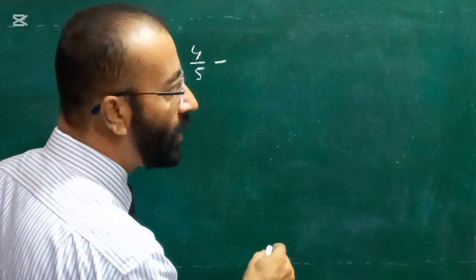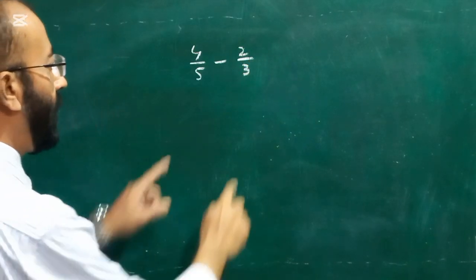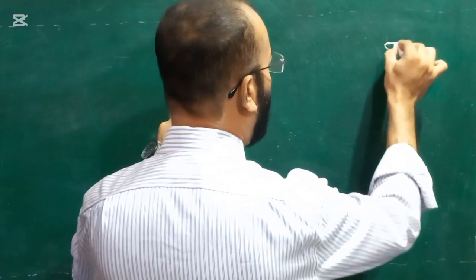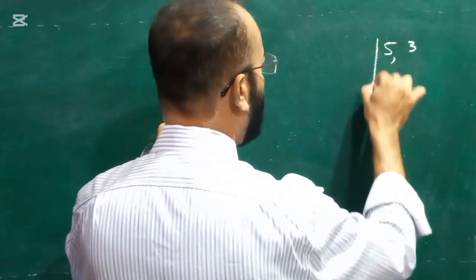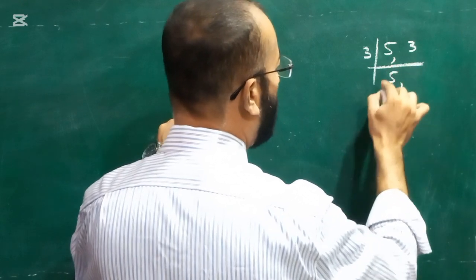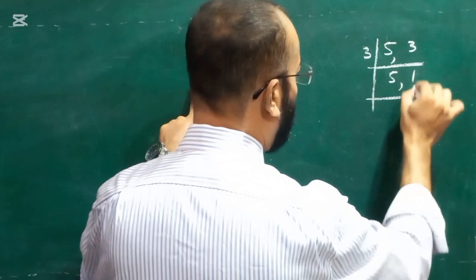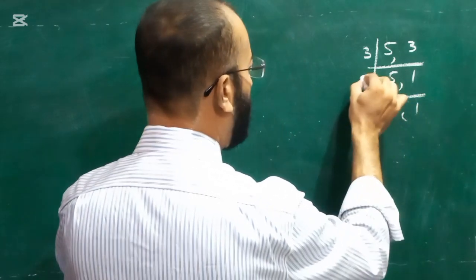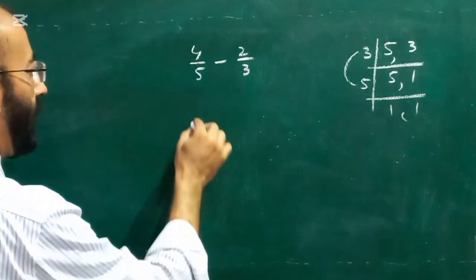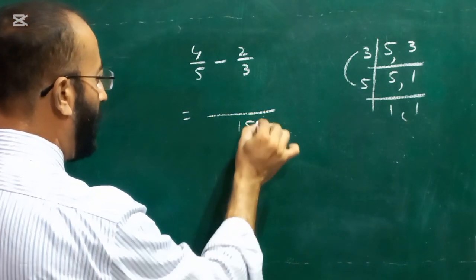minus 2 by 3. So first we will take the LCM of the denominators of the two fractions. So 5 and 3 are the denominators. So in the table of 3, 5 is not coming. That's why this will come down as it is, and 3 1s are 3. So now this 1 will come down as it is, and in the table of 5, 5 1s are 5. So 5 3s are 15 is the LCM. So we will write 15 in the denominator.